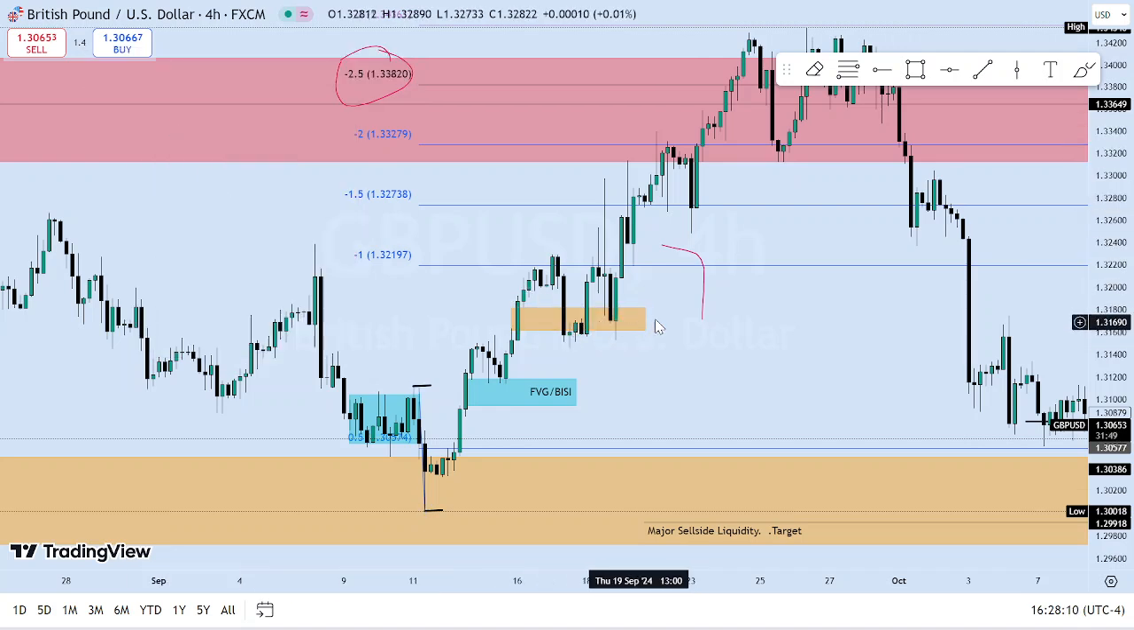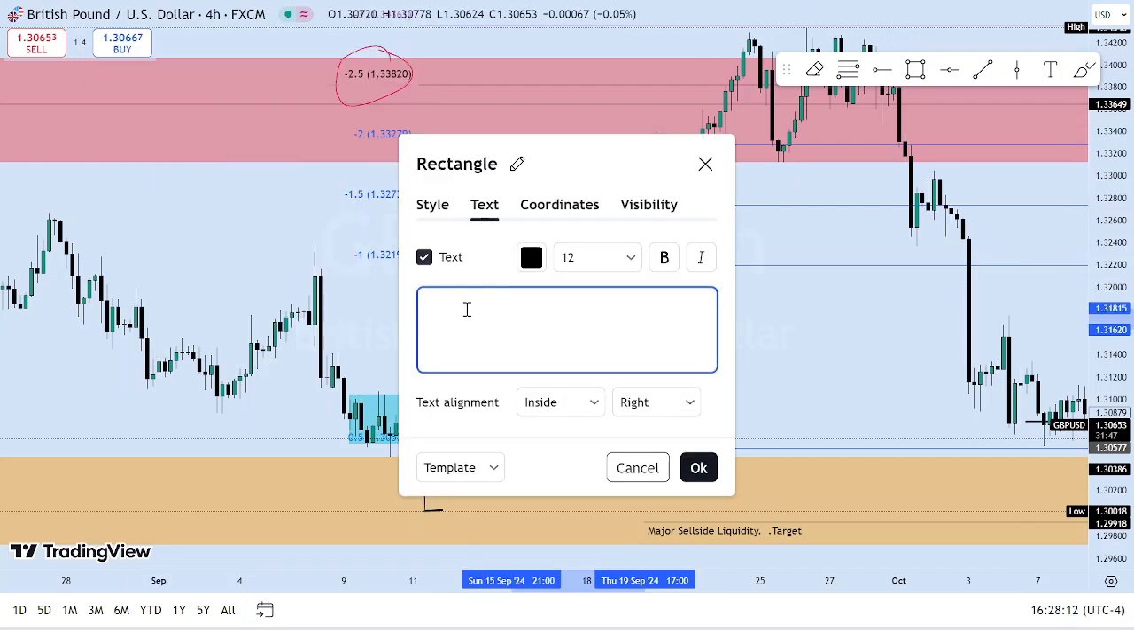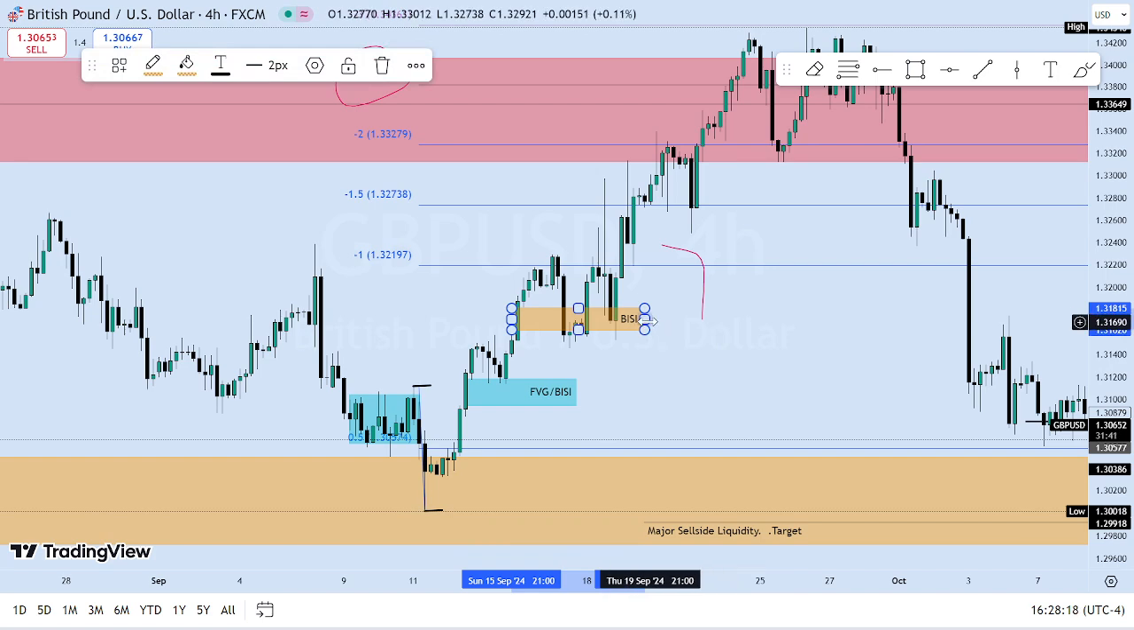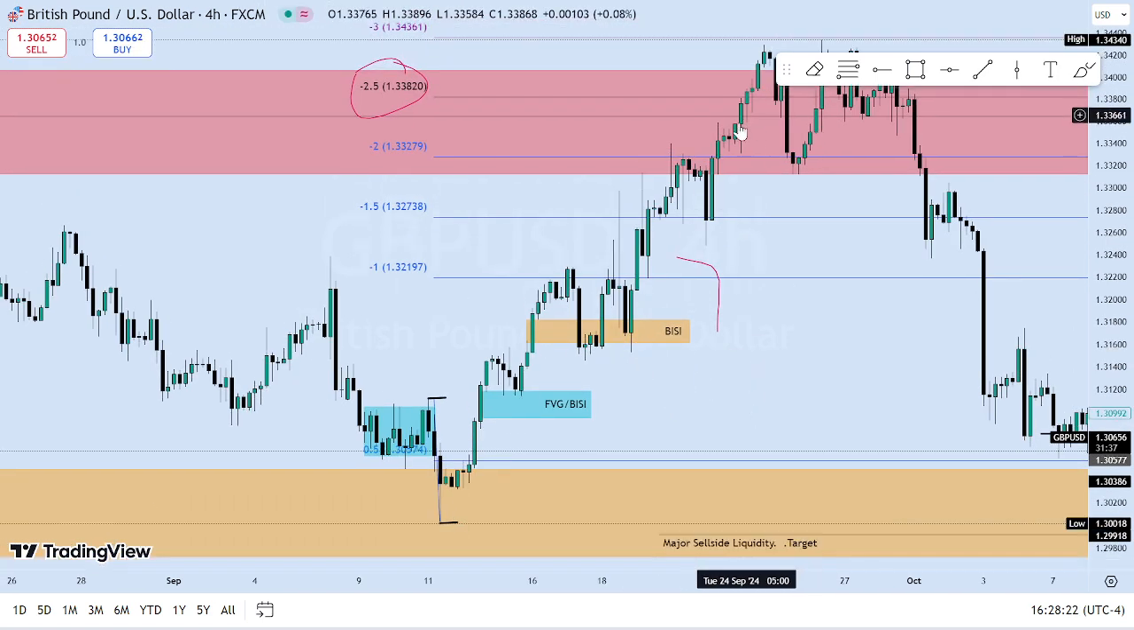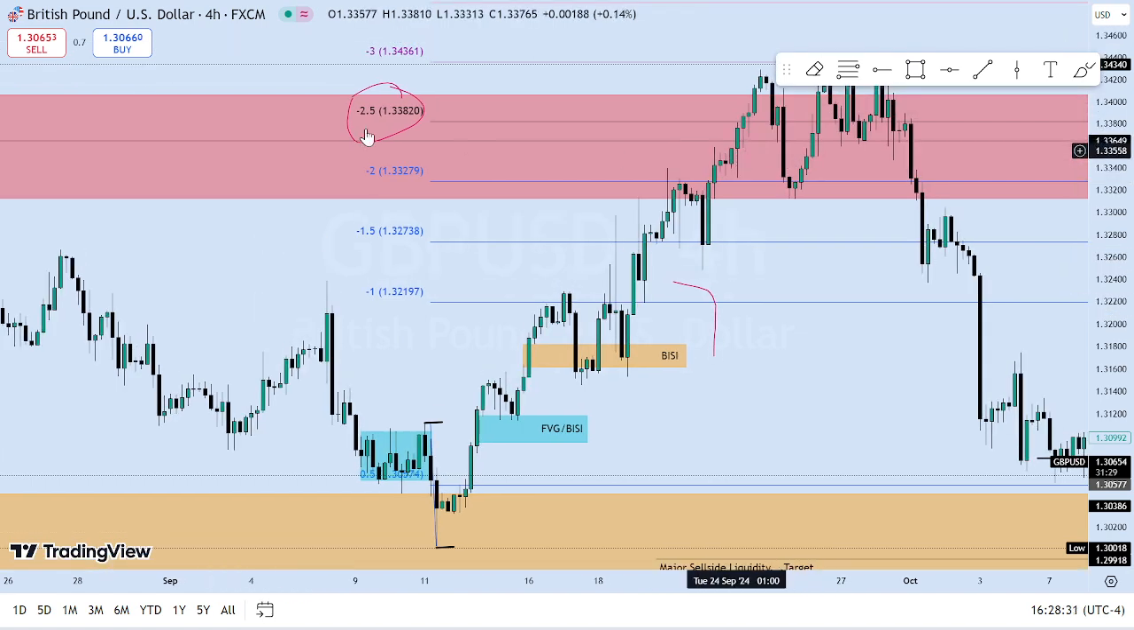This is another fair value gap inefficiency, CB BC, buy side inefficiency, sell side imbalance. You can still enter here, then you target standard deviation minus 2.5 for your take profit. You can see how we deliver inside it.